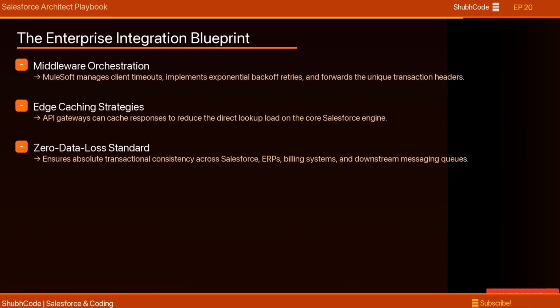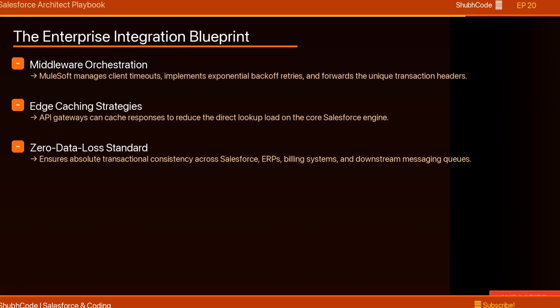To scale this globally, your middleware, like MuleSoft, must play an active role. Middleware acts as the orchestrator, managing retries, caching responses at the edge, and ensuring the idempotency headers are injected consistently across all legacy backends. When you combine middleware-driven retry policies with Salesforce database-level locking, you build a zero data loss, resilient architecture capable of processing millions of payments without a single duplicate. This is how you design for enterprise-grade reliability at the highest CTA level.